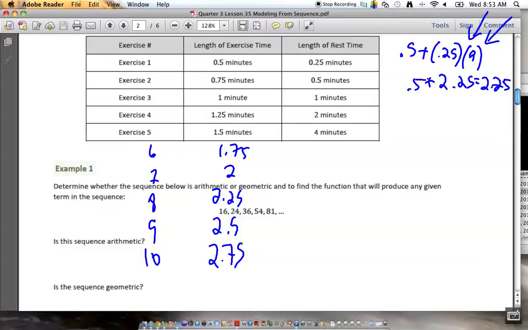It's very important to know how to do it the second way, because you will see them ask, what's the 35th term? I just made your test for the test coming up, and I think I asked for the 45th term.